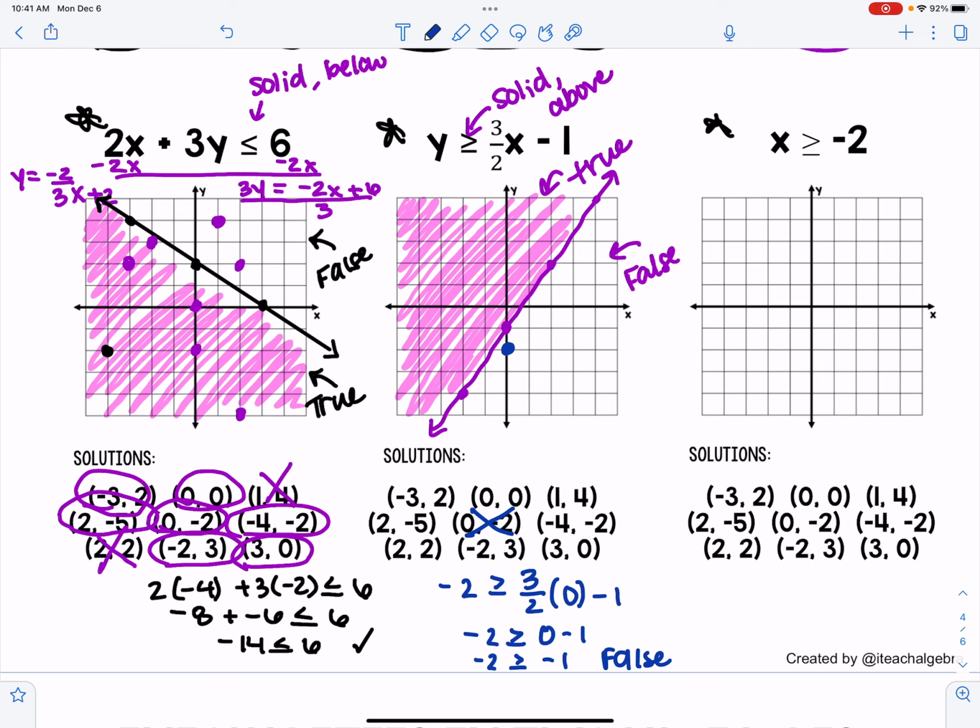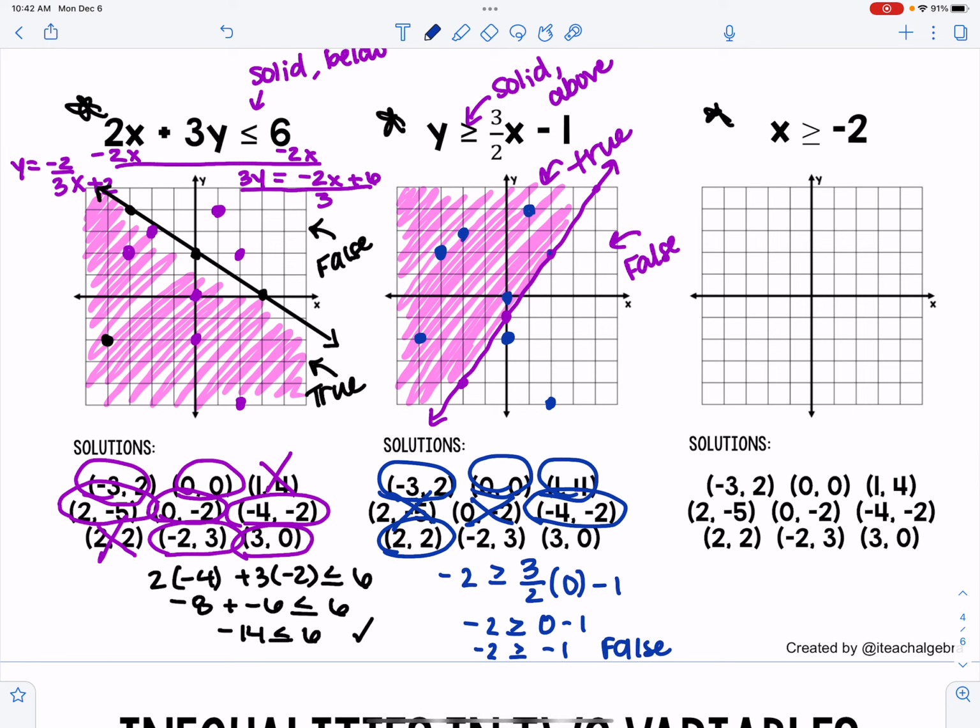All right, so now that I know that how I shaded my inequality is exactly correct, I can go ahead and just plot all my points and see where they lie. So -3, 2 is in the shaded area, part of my solution. 0, 0, same thing. 1, 4, shaded area. 2, -5 is in the non-shaded area. -4, -2 is in the shaded area. 2, 2 is right on that line. It is right here. And since it's a solid line, it is part of my solution. So I can include that.